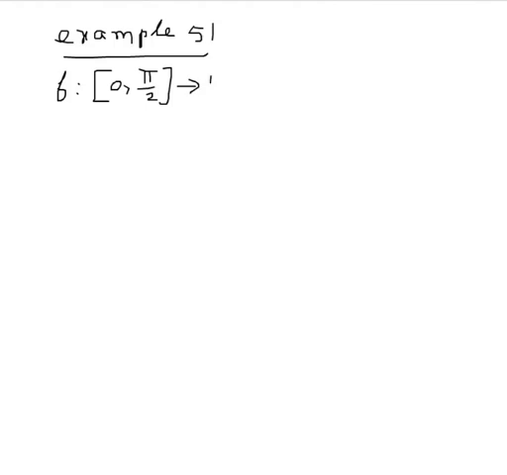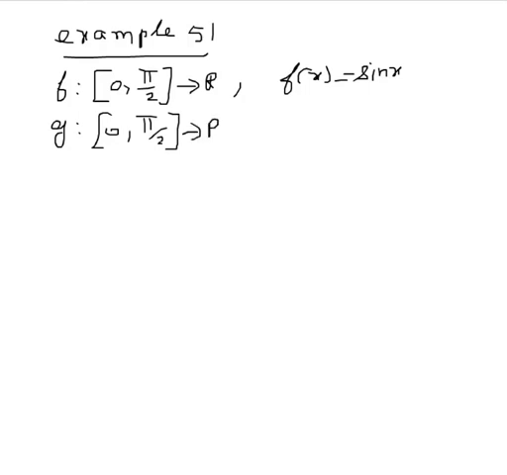Example 51. Consider the function f from the closed interval [0, pi by 2] to R given by f of x equals sin x. And g is another function from this closed interval [0, pi by 2] to R given by g of x equals cos x. Show that f and g are 1-1, but f plus g is not 1-1.